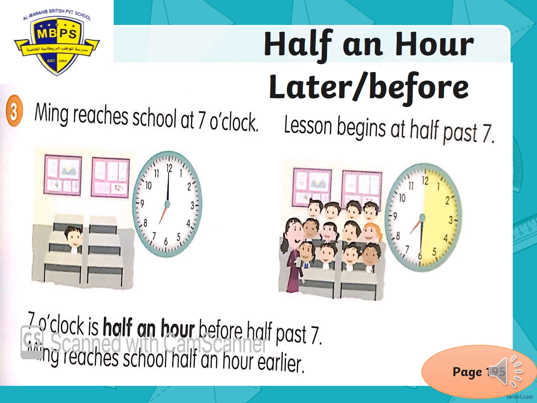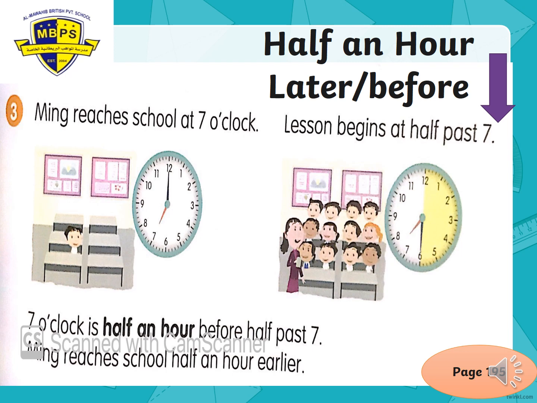Look at the boy here. He reaches school at 7 o'clock. On the first clock, it's showing 7 o'clock, the time when he reaches school. On the second clock, the lesson begins at 7:30. What do you notice? Look at the minute hand now.